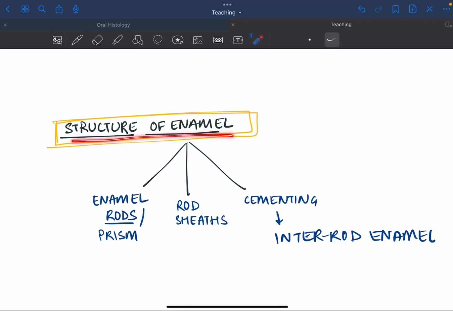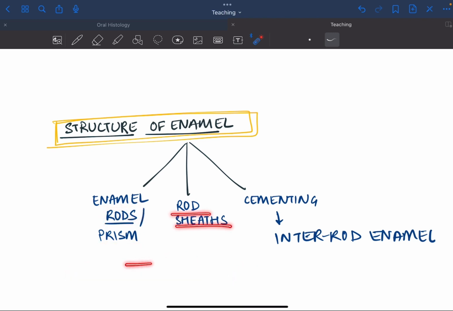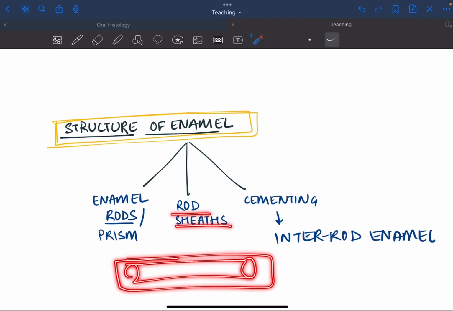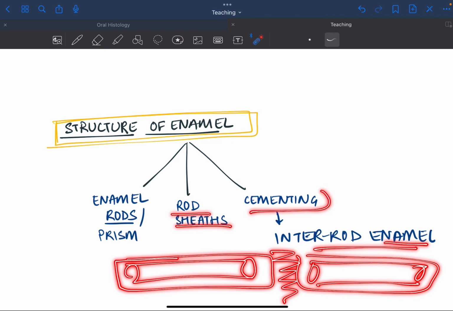Let us now move on to the structure of enamel, and it is composed of enamel rods or prisms. Rod is the more preferred name because it appears mostly like rods. Sometimes we call it prism because it appears triangular in appearance. Then the rod sheath, a sheath that covers the rod. This is the rod sheath, and the interrod enamel, which is present in between the two rods. That is the interrod enamel, which is the cementing material.